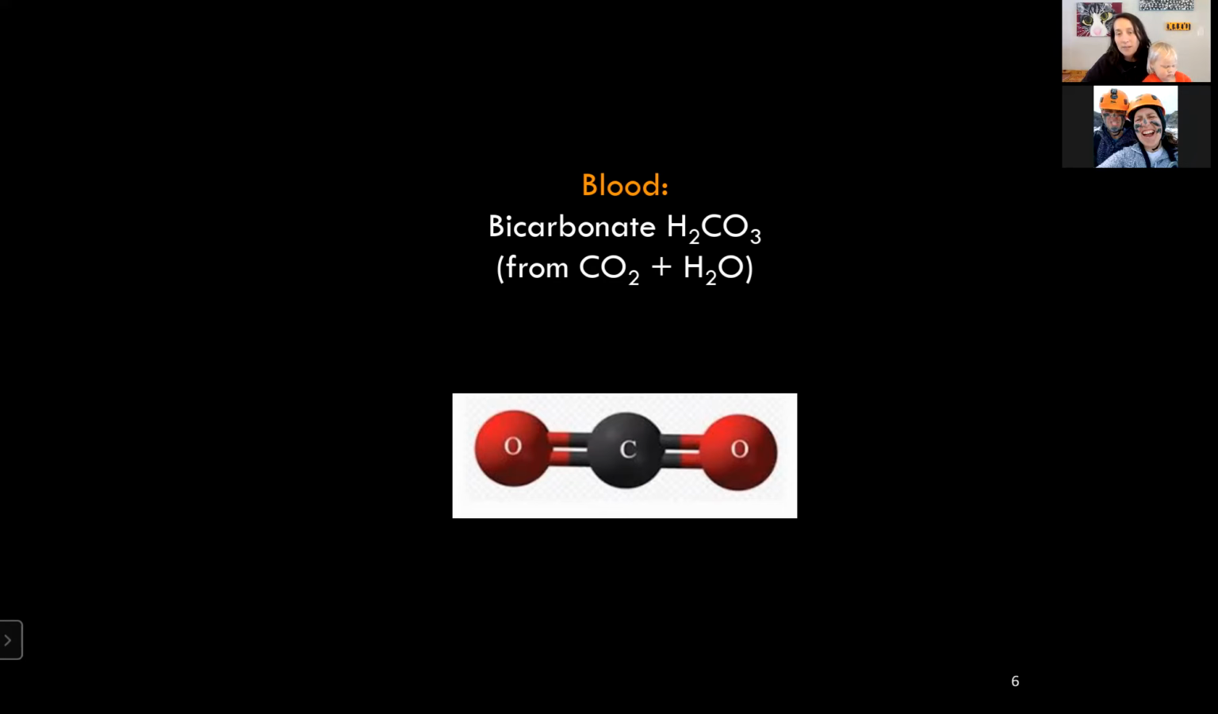So moving on to the blood buffer system. The blood buffer system is not phosphate. So ATP is not really found outside of the cells. It's not floating around your body. But you do find inside our blood, we have the bicarbonate buffering system. And this is because of the chemical reaction that occurs between carbon dioxide and water.